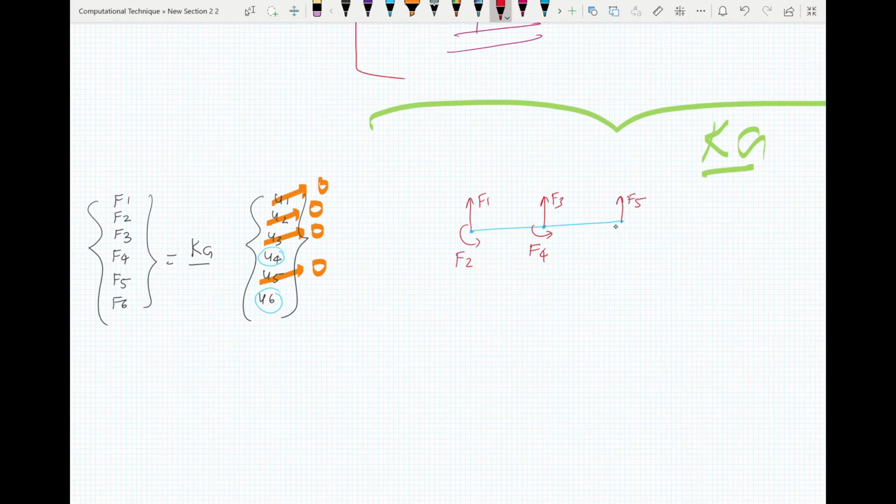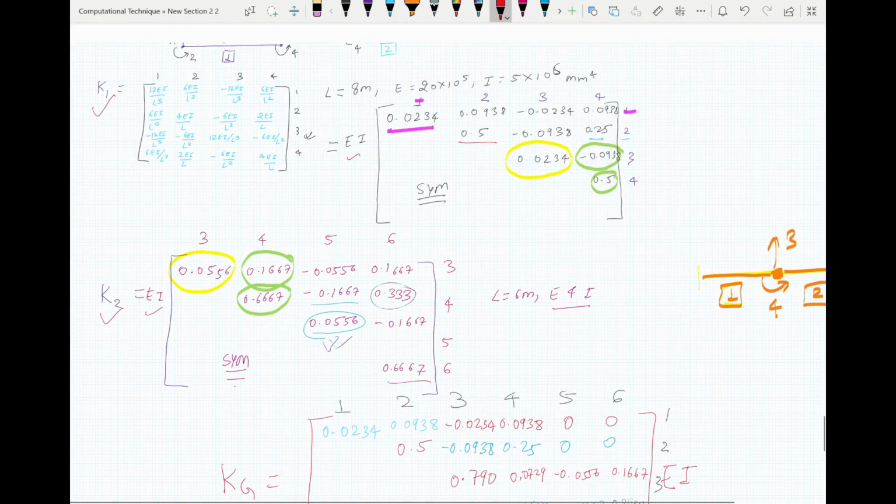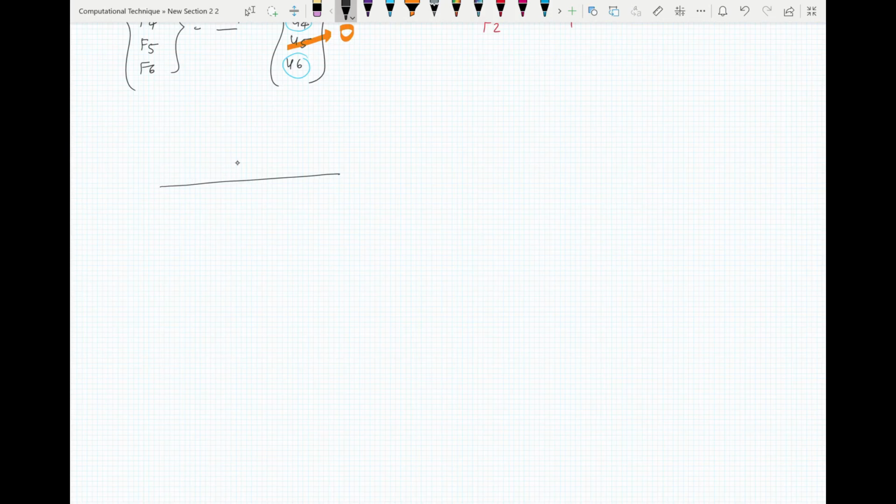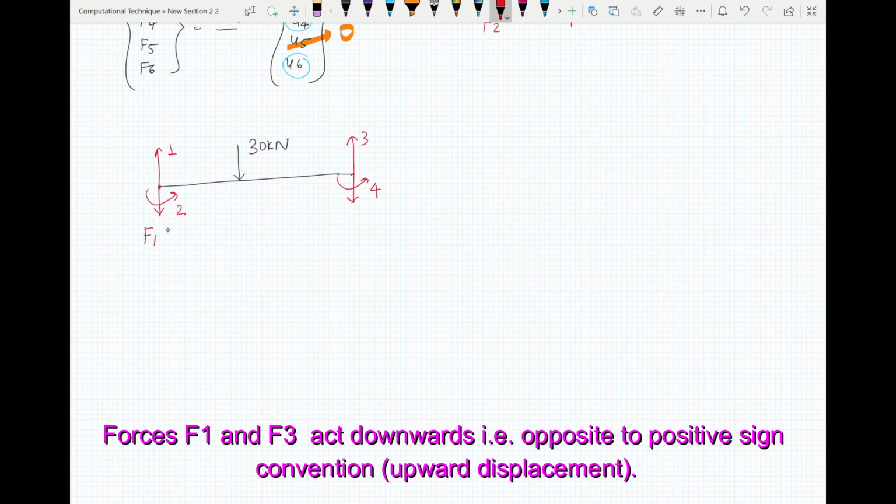F5 and F6. To do this, for the first element we have a 30 kilonewton load acting here, and for the second element we have a 20 kilonewton per meter force acting. For the first one, F1 will be acting downwards, so it will be minus, which is opposite to this direction here.